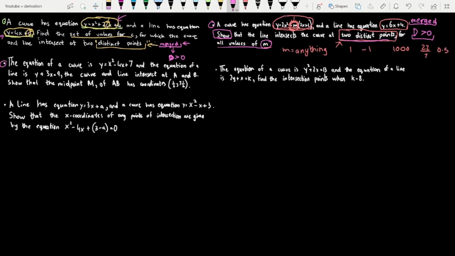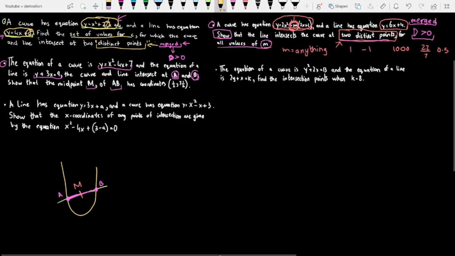Now we move on to this next question, and it again gives us this equation for a curve, and this equation for a line over here. It says that the curve and the line intersect at 2 points, which are A and B. And we have to show that the midpoint, which is called M, of AB. If you join, there's going to be a curve, and then a line, and there are going to be points of intersection between them, which are A and B. And so this line AB has a midpoint which they call M. And what we need to show is that the coordinates of that midpoint are 1/2 and 7 1/2. So we need to show that this midpoint is basically (1/2, 7 1/2).